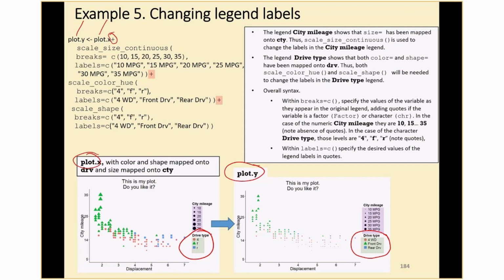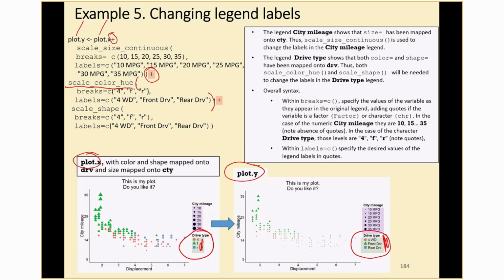And because both shape and color were mapped onto drive, in order to change these labels, I'm going to have to use both the scale for color and the scale for shape. So, what was the scale that was used when color was mapped onto that discrete variable? It was scale color hue, and there's its open and close parenthesis. So note it's being added as a layer.